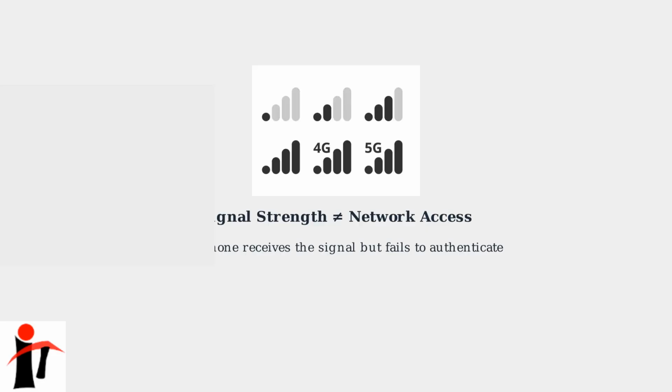Signal bars only indicate radio frequency reception strength, not whether your device can actually connect to the network. There are three main categories of issues that cause this problem.